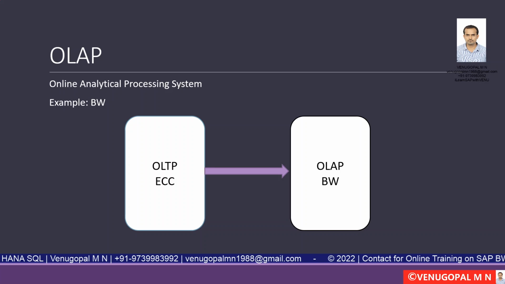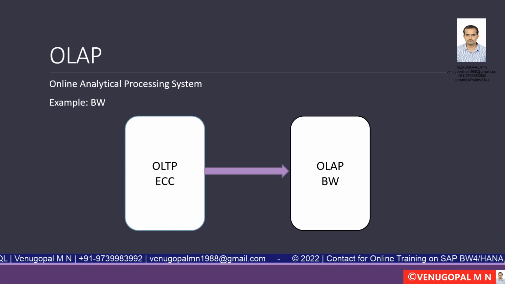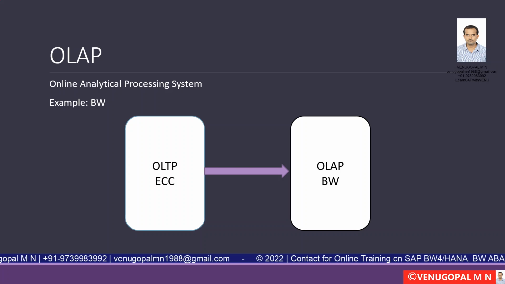As of now, just think that ECC is one of the source systems which BW supports, and other SAP systems are also supported. But for non-SAP, initially we only had CSV. Let's just understand that.